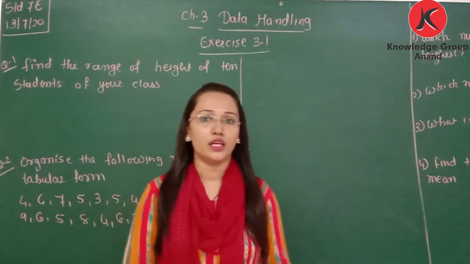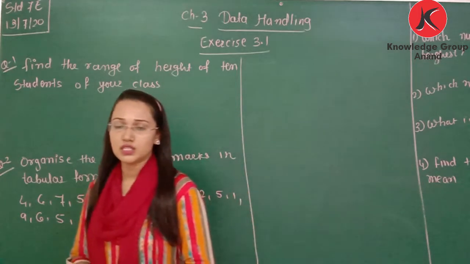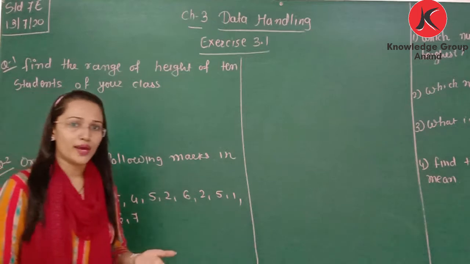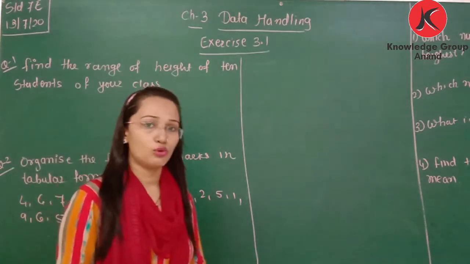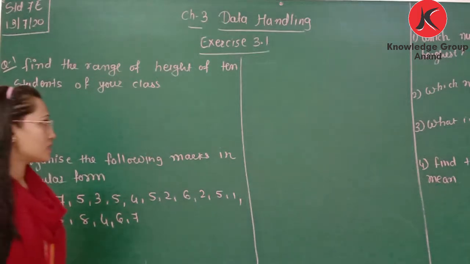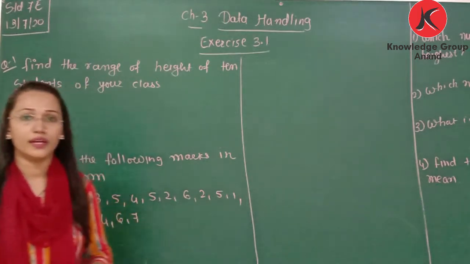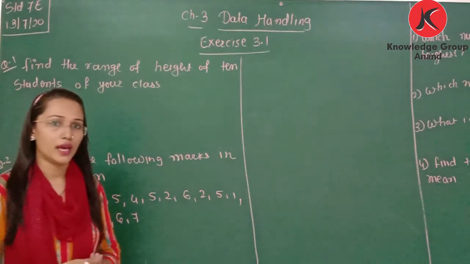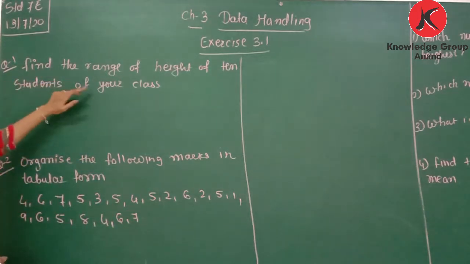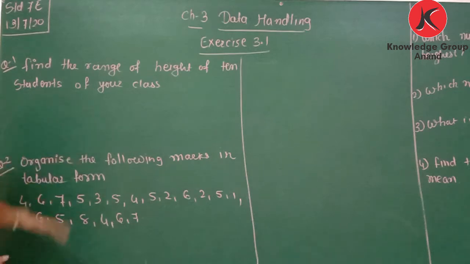Also we learned range. Range is given by the highest observation minus the lowest observation. So today we will start exercise 3.1 related to the concept of arithmetic mean and range. First, find the range of height of 10 students of your class. Here you need to find the height of 10 students.